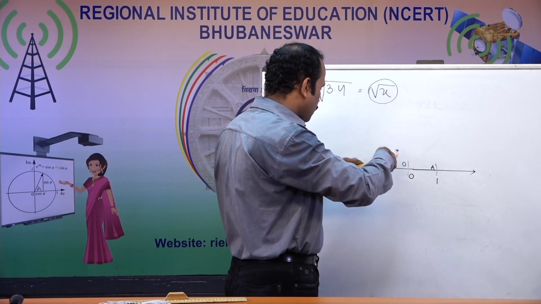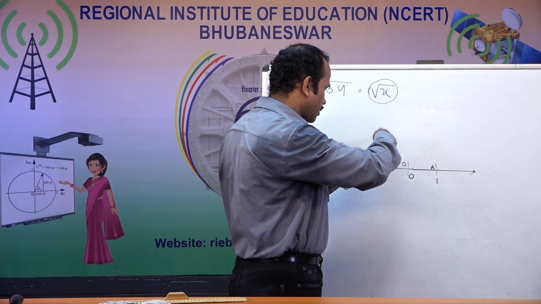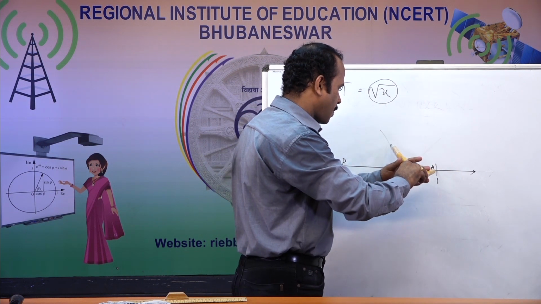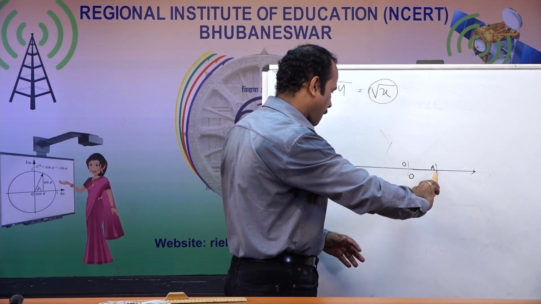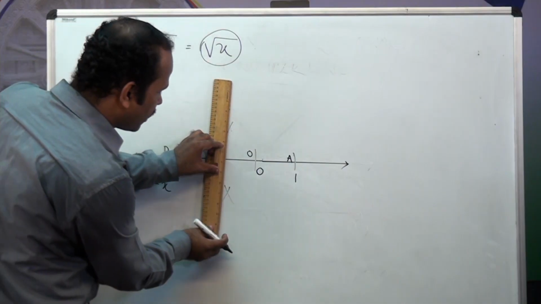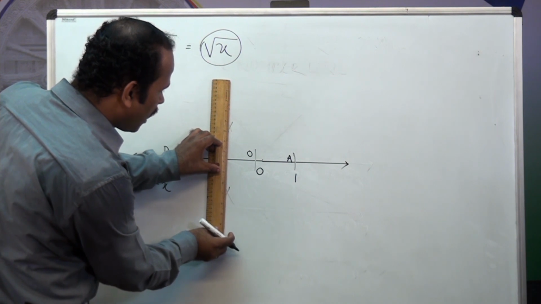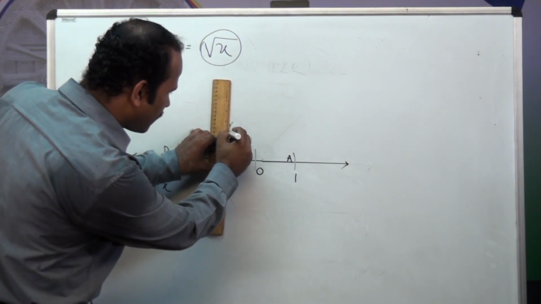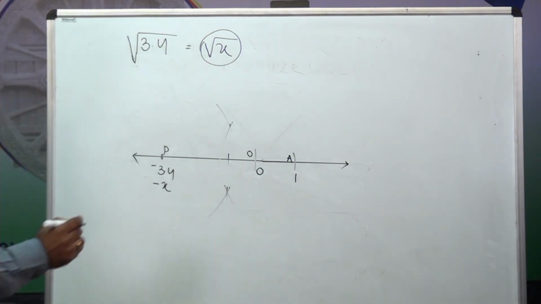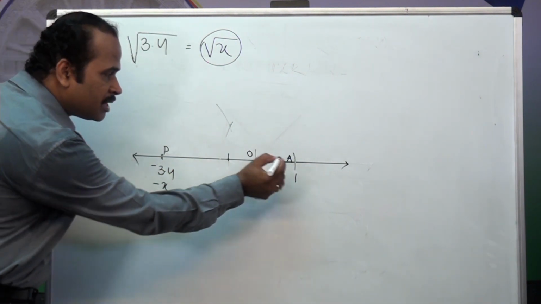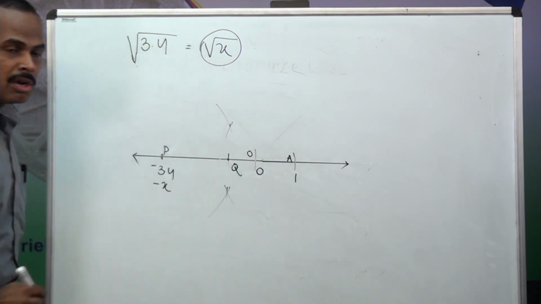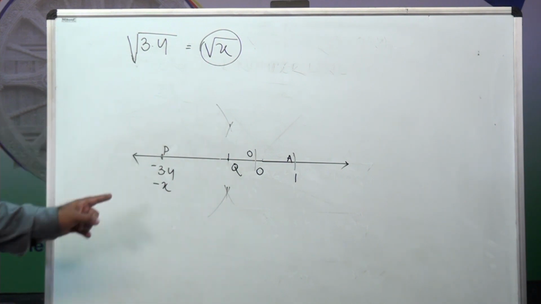Let me draw arcs, taking more than half the length. After cutting this, I will find the midpoint. This perpendicular bisector I have drawn only to find the midpoint, with no other use. Now this is the midpoint of the line A to P. Let me name this point Q. Now Q is the midpoint of A to P.